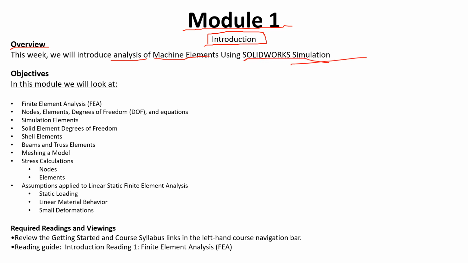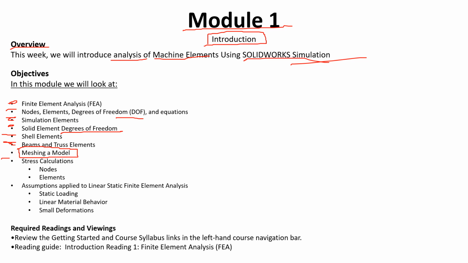Some objectives within this module that we're going to take a look at are finite element analysis, or FEA, nodes, elements, degrees of freedom, and equations. Then we're going to get into a little bit with simulation elements and talk some about solid elements and degrees of freedom. Then we're going to get into some shell elements. And you're also going to be using beams and truss elements. And then a big portion of this is also going to be meshing a model. Now, this is something that's important to really grasp because we're using this throughout the entire semester.